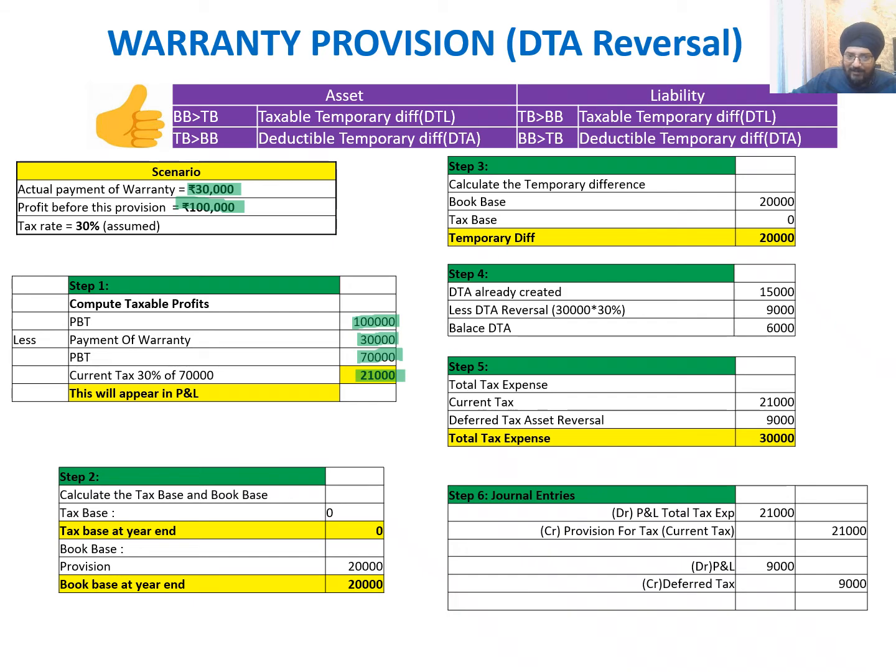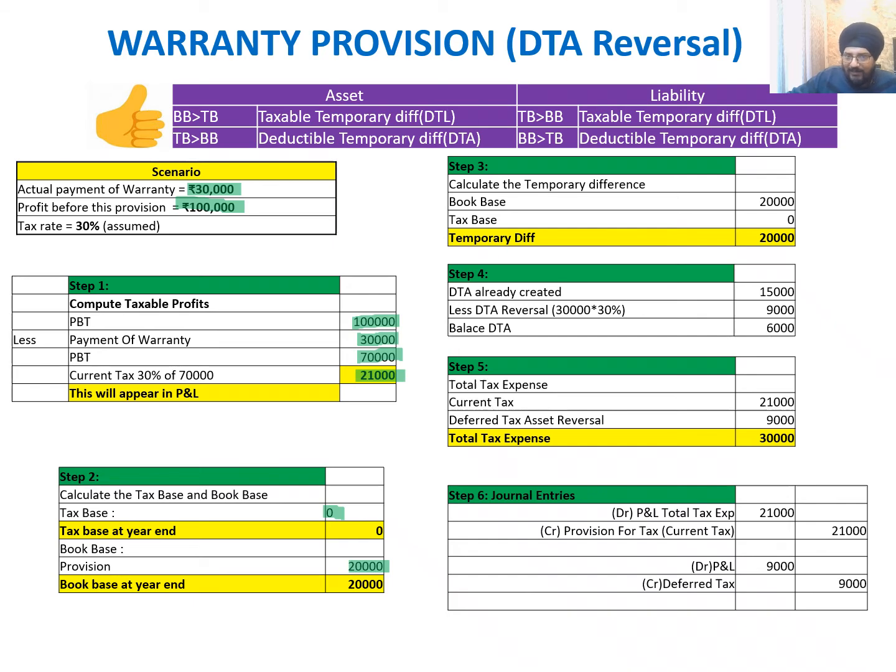Now we'll quickly come to the second step of calculation, tax base and book base. Tax base is again zero because whatever amount we were supposed to absorb, we have already absorbed. We have reduced that amount from my profits, so there is no amount that we are carrying in the tax base. However, book base is reduced to 20,000. Earlier it was 50,000. Since we have paid 30,000 out of it, my provision balance is 20,000.